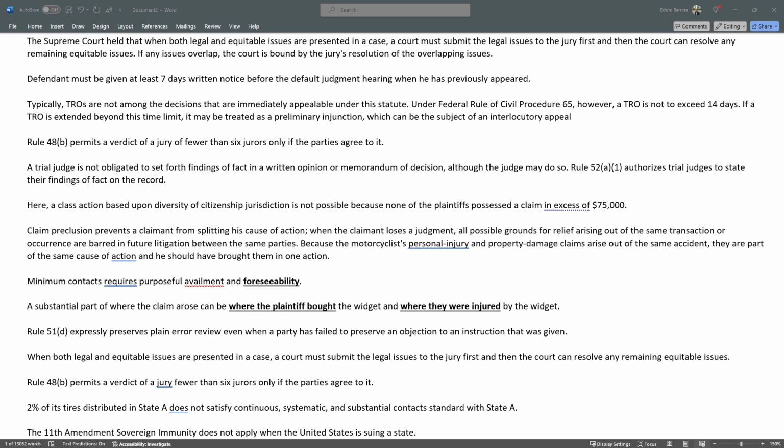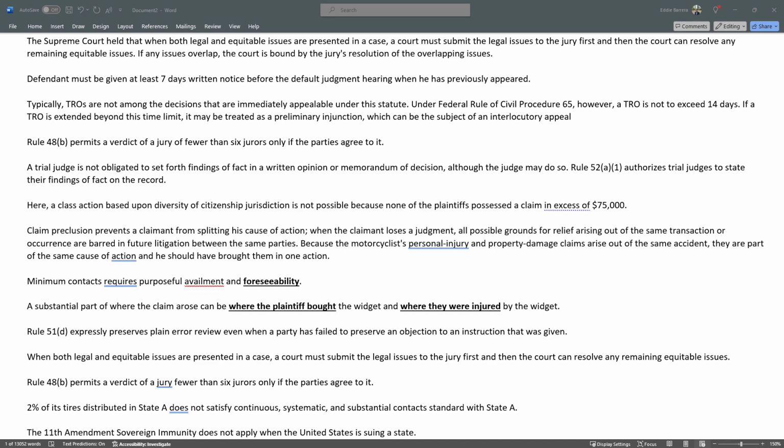Here, a class action based upon diversity of citizenship jurisdiction is not possible because none of the plaintiffs possessed a claim in excess of $75,000. Claim preclusion prevents a claimant from splitting his cause of action when the claimant loses a judgment. All possible grounds for relief arising out of the same transaction or occurrence are barred in future litigation between the same parties. Because the motorcyclist's personal injury and property damage claims arise out of the same accident, they are part of the same cause of action, and he should have brought them in one action.